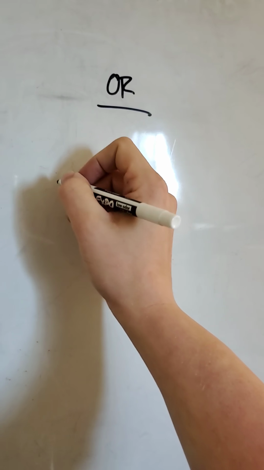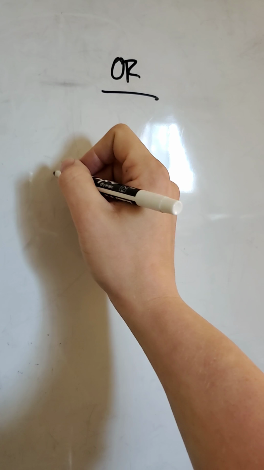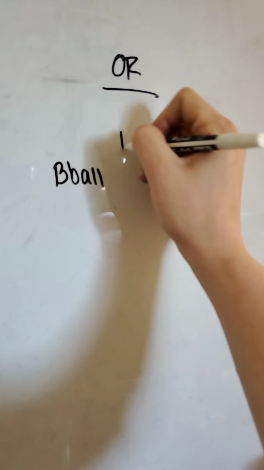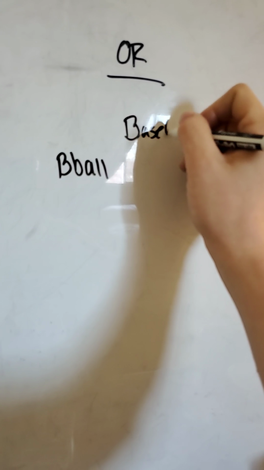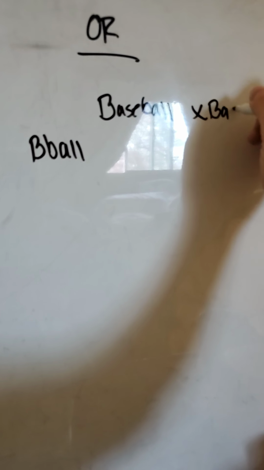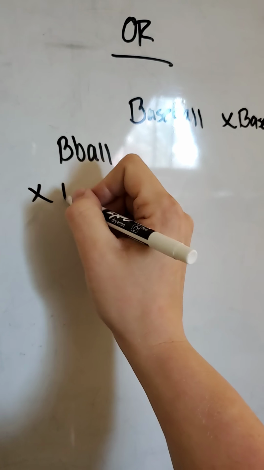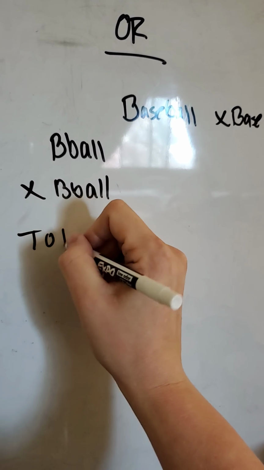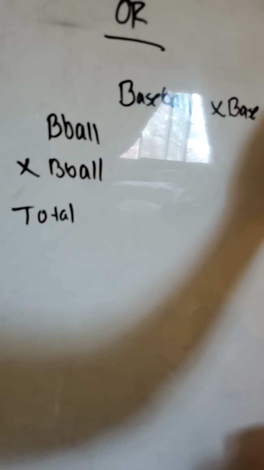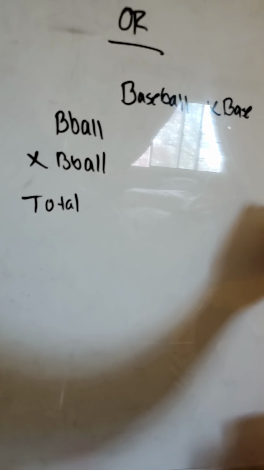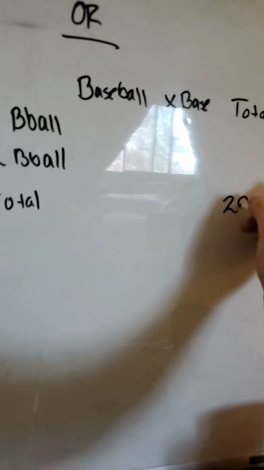All right, and if you want to think about this another way, we can make a little table. So let's say people who play basketball, people who play baseball, people who don't play baseball, people who don't play basketball, and the totals of those people. All right, so how many people are in the class? There's 29. I told us that.